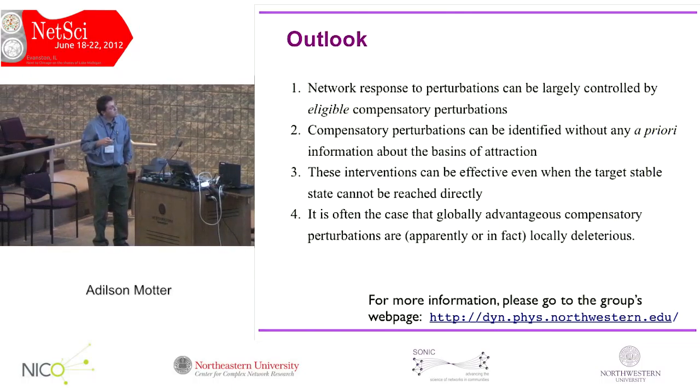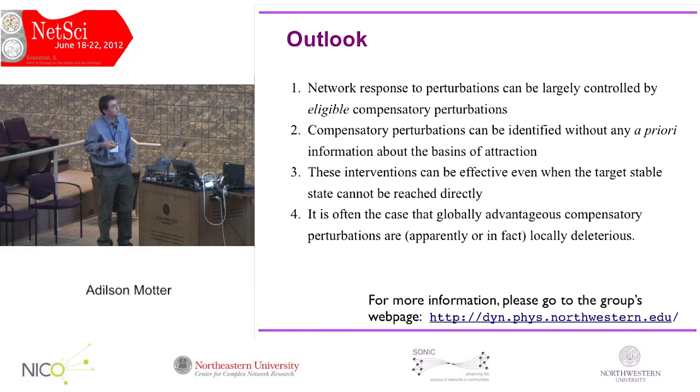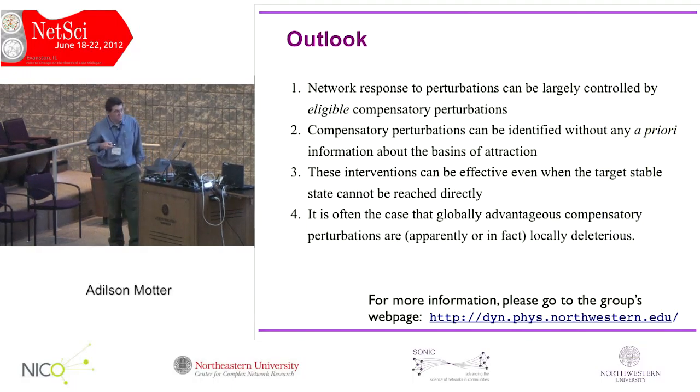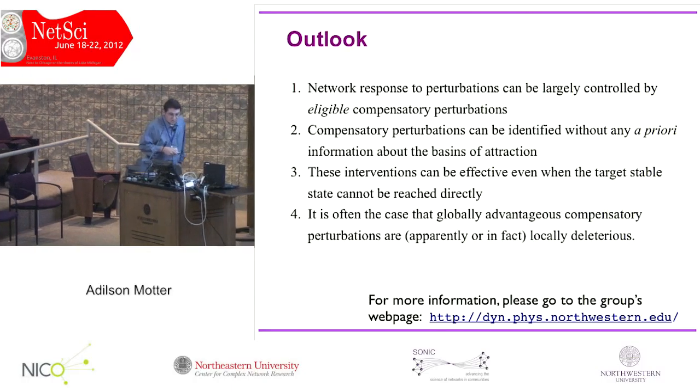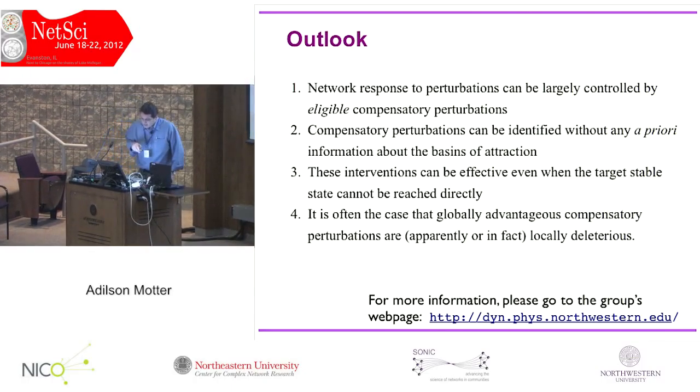Network response to perturbations can, to a large extent, be controlled by eligible compensatory perturbations. This type of perturbation can be identified without knowing anything about the basin of attraction, other than the attractor itself that's known to be inside the basin of attraction. So these interventions can be effective even when the target state is not directly accessible, and I've shown you examples of that.